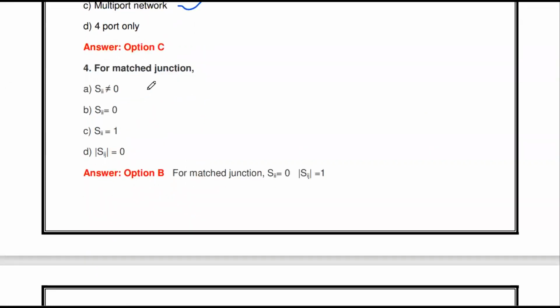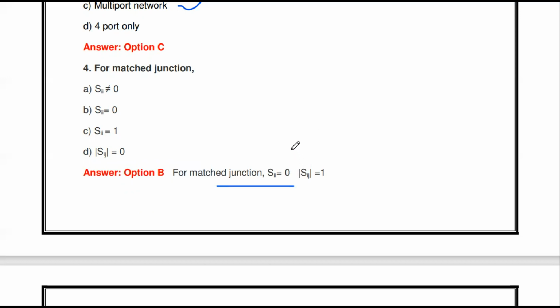Then the next one: for a matched junction, which one is correct? Sii is not equal to 0, Sii equal to 0, Sii equal to 1, modulus of Sij equal to 0. Here i is the number of rows, j is the number of columns. For a matched junction, the condition is that the Sii value equals 0.